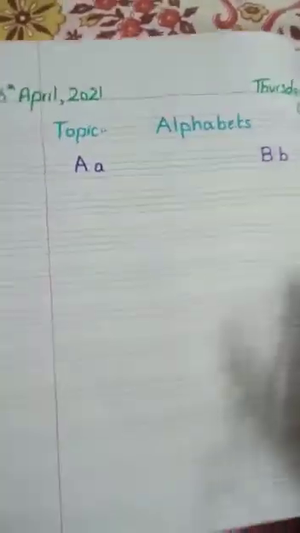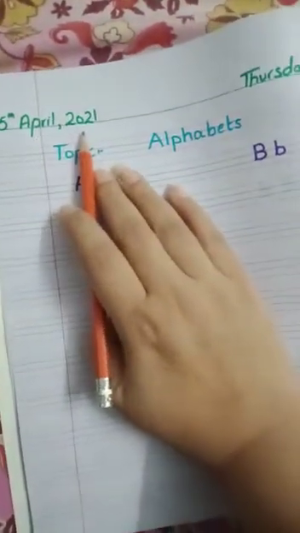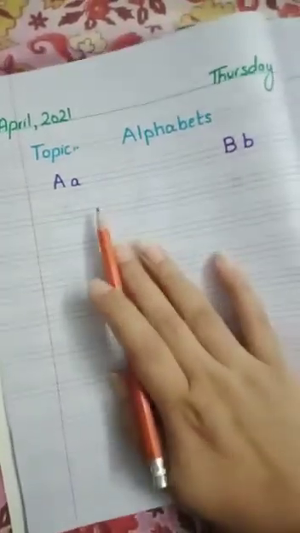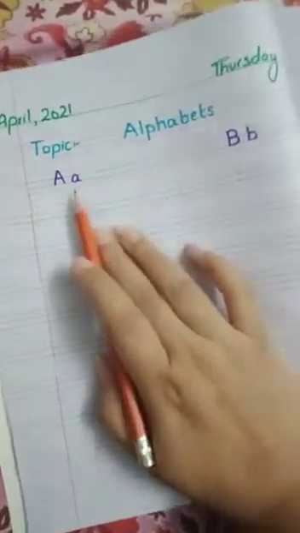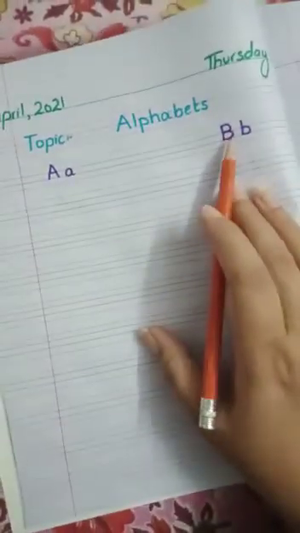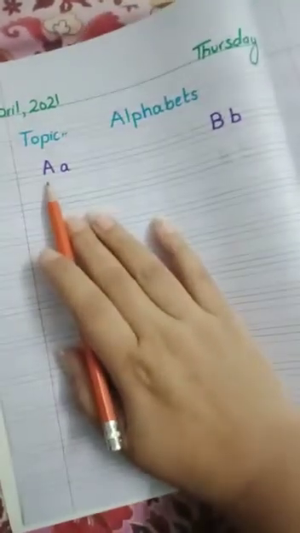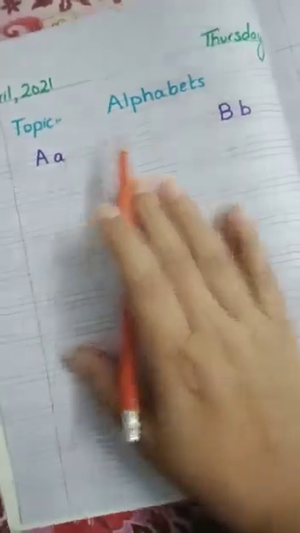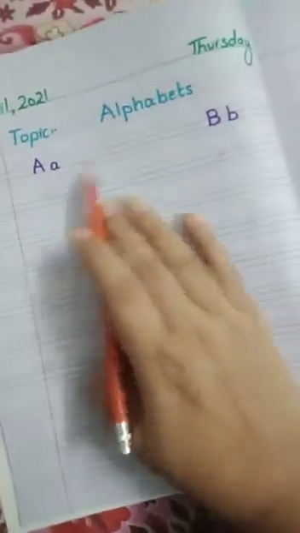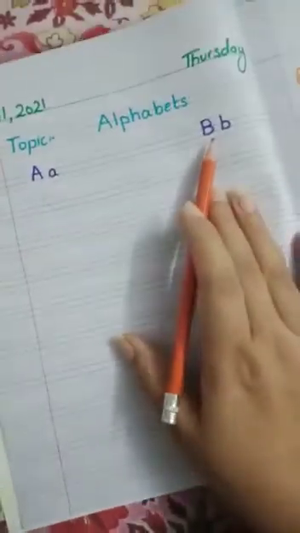Now look at here. 15th April 2021 and the day was Thursday. And our topic is alphabets. We learned about the capital A and the small a, capital B and small b. Again, capital A, small a, capital B, small b. A and B.